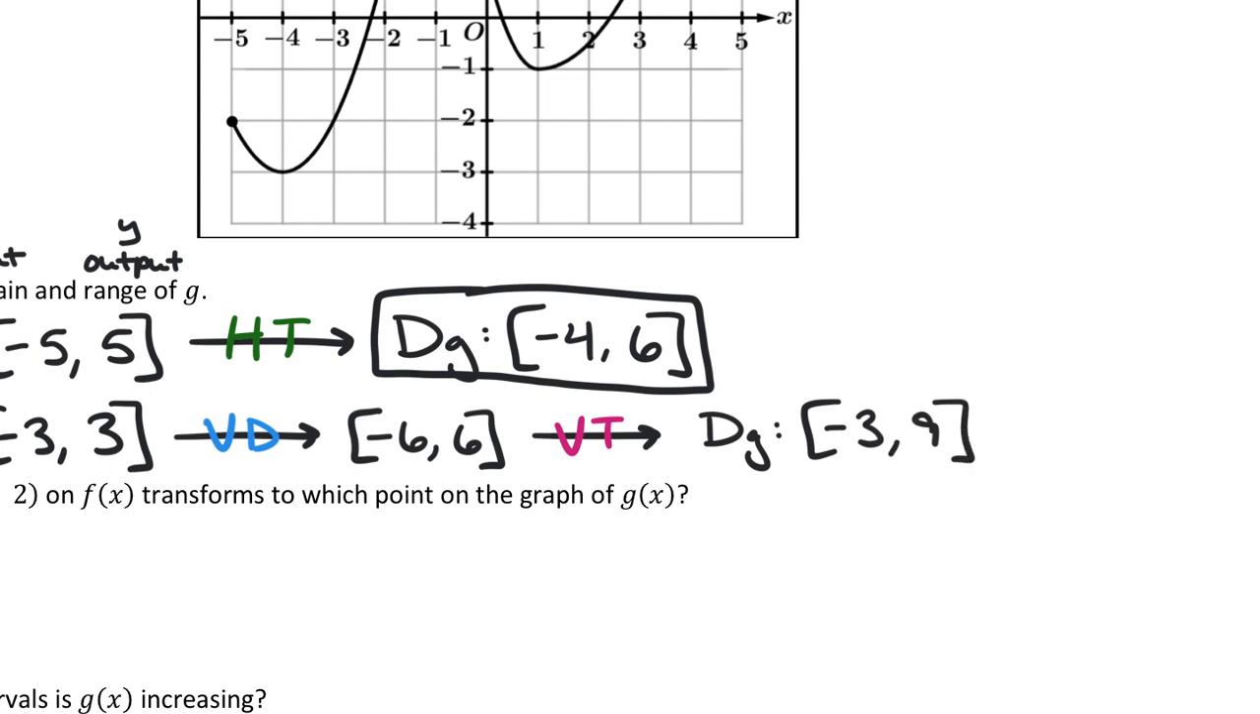You're so right, that is the range. The range of g is -3 to 9.